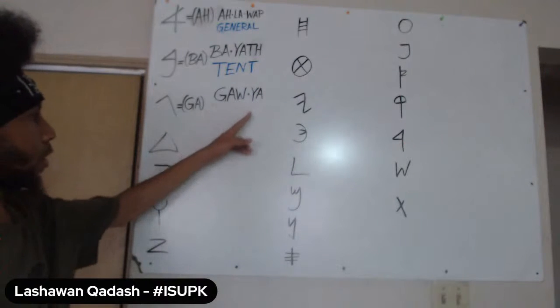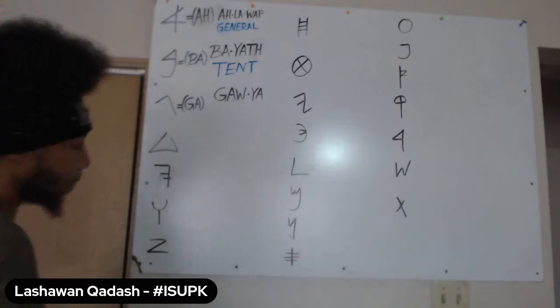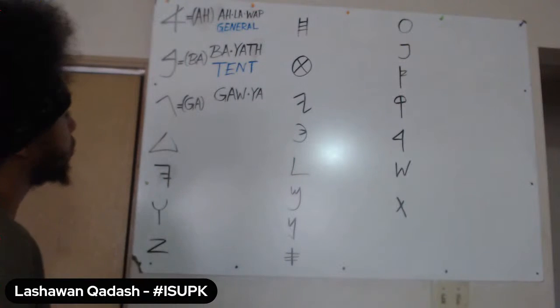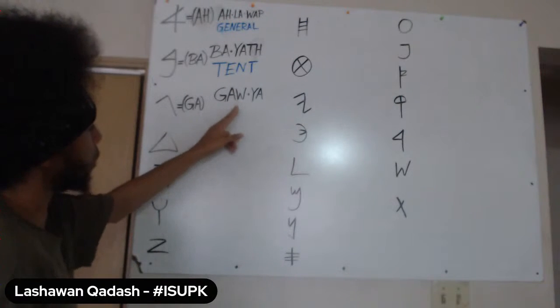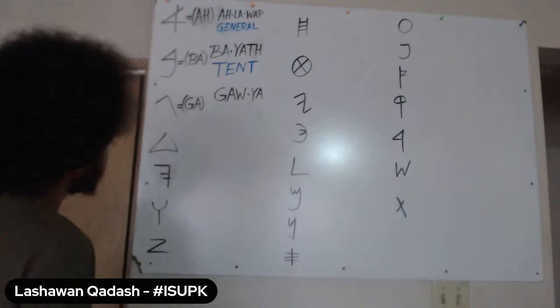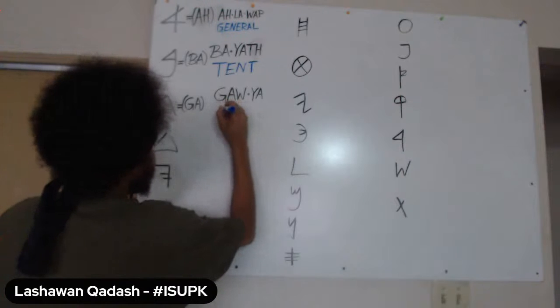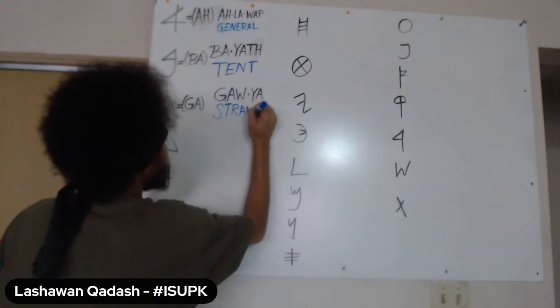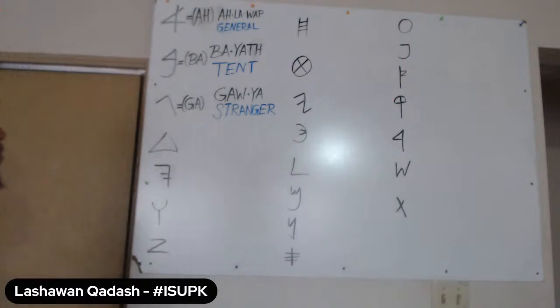The word is Gaya. Okay, Gaya. How do you pronounce it faster? Gaya. So the Ga and the Wa are connected together, and the Ya is by itself. Gaya, which means stranger. That's what Gaya means in Hebrew.